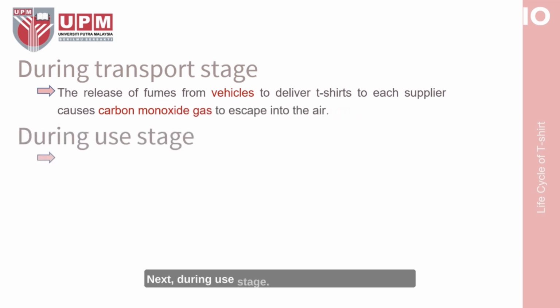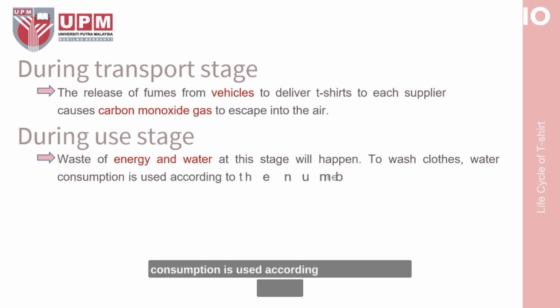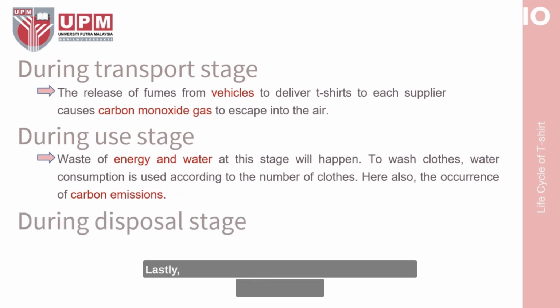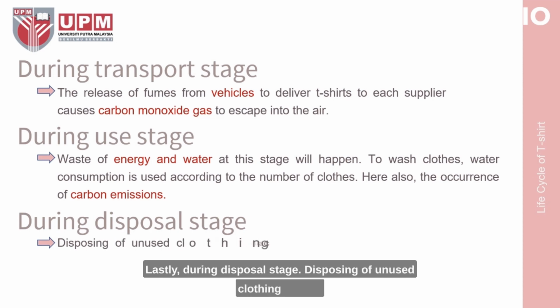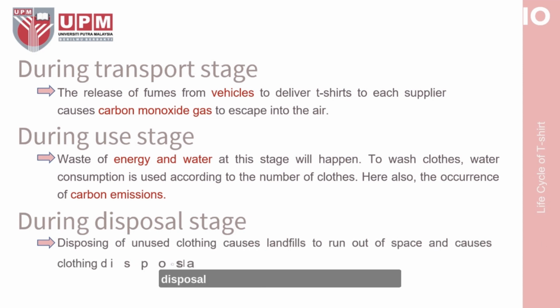Next, during the use stage. Waste of energy and water will happen at this stage. To wash clothes, water consumption depends on the number of clothes. Here also, carbon emissions occur. Lastly, during the disposal stage. Disposing of unused clothing causes landfills to run out of space and makes clothing disposal the second largest category in landfills.